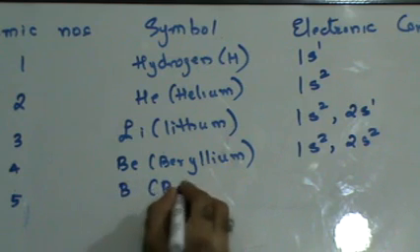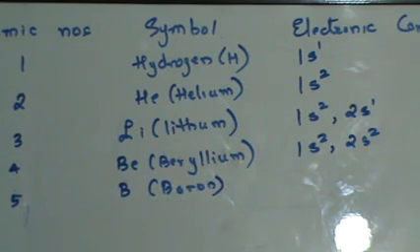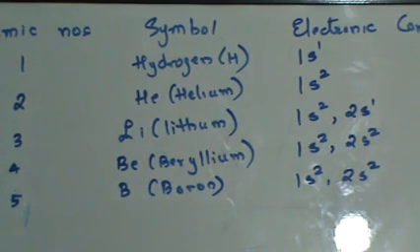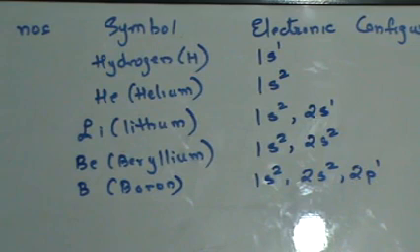Next, boron. 5. Try writing this on your own, guys. 1s2. First orbit will take 2 electrons, both will go in the s orbital. Second orbit will take 2 electrons in the s orbital. Right? 4 are gone. How much is remaining? 1 more is remaining. That will go in the p orbital. After s orbital gets filled, the next is p orbital. S orbital can take a maximum of 2 electrons. P orbital can take a maximum of 6 electrons. Until you fill 6 electrons in the p orbital, you cannot move ahead. Okay?